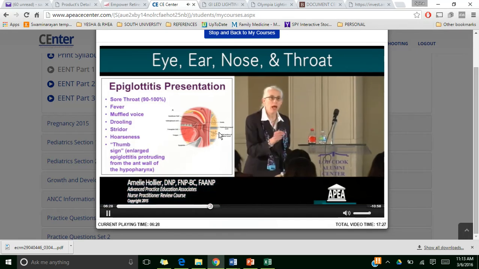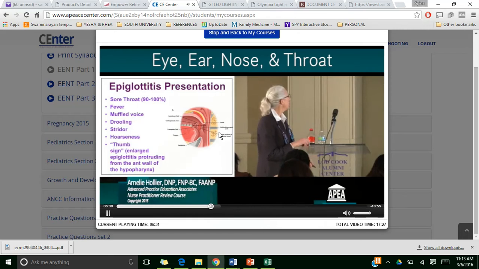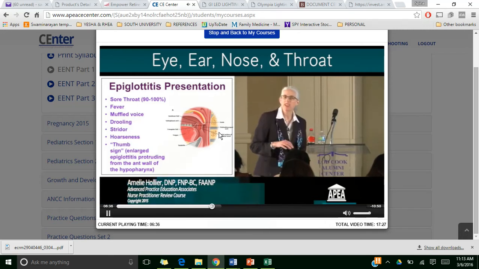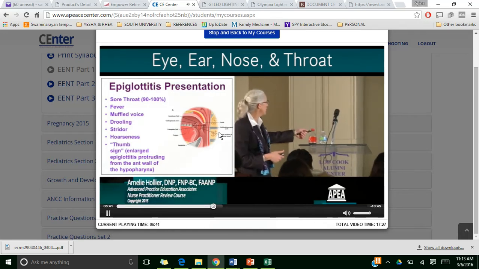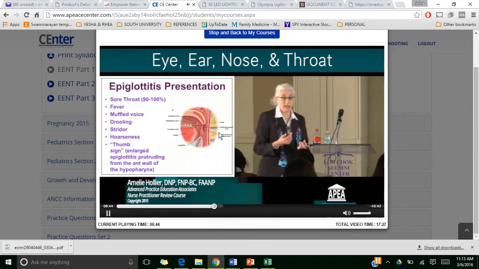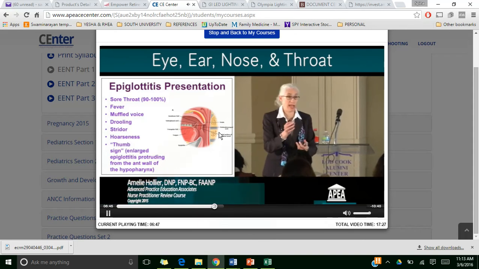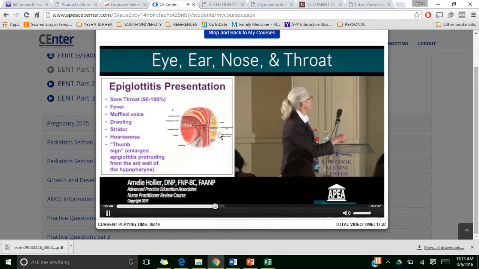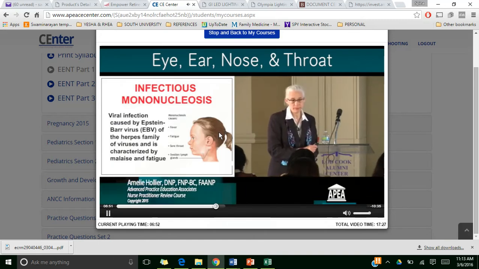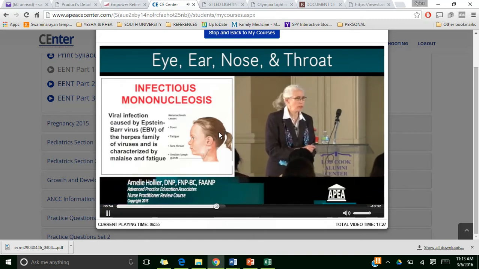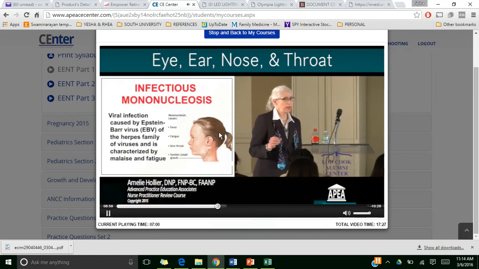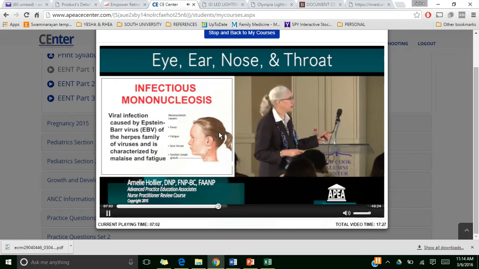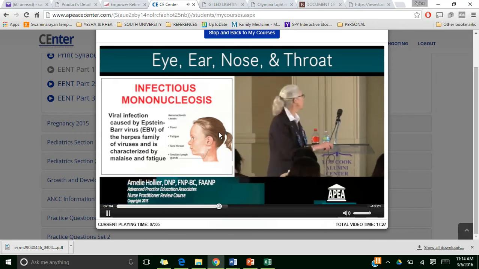Mono is darn common, and I think you'll see one of these on the exam. Most people with mono, in fact, almost every one of them, has a viral infection caused by EBV, the Epstein-Barr virus. And people with mono have these two symptoms that are so characteristic of it: malaise and fatigue. And those poor adolescents who come into your clinic with mono are either lying down on the exam table because they're too tired to sit up, or if they're sitting up on the exam table, they're usually leaning against the wall. They're exhausted. When you look at them, you can almost say, you look just like you have mono.